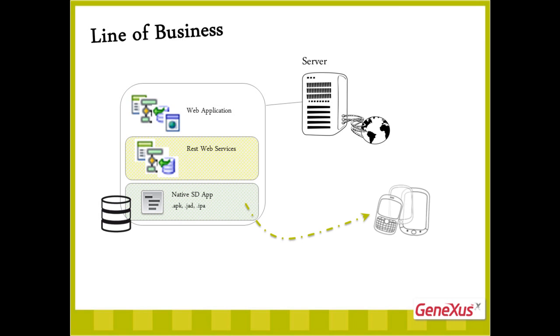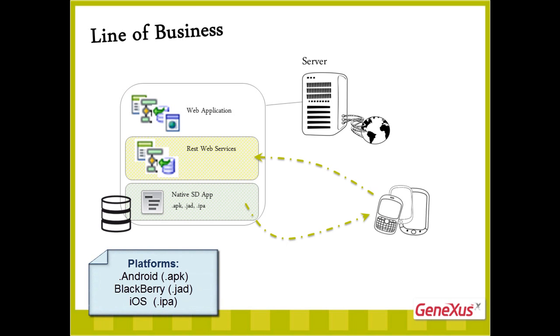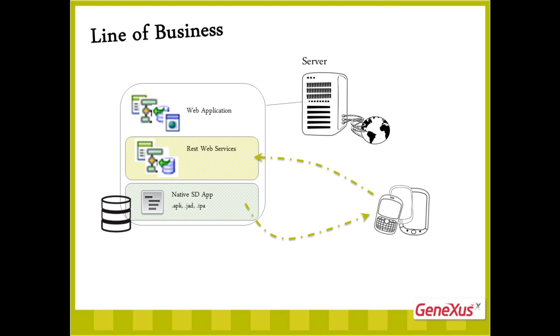When we generate from GeneXus then, in addition to the web application, REST services, the native application, whether APK, JAD, or IPA, as the case may be, will also be copied on the server. This makes the smart device application available for installation on devices, and for executing it by accessing the REST services found on the corporate server. In turn, the REST services will access the data of the corporate database.